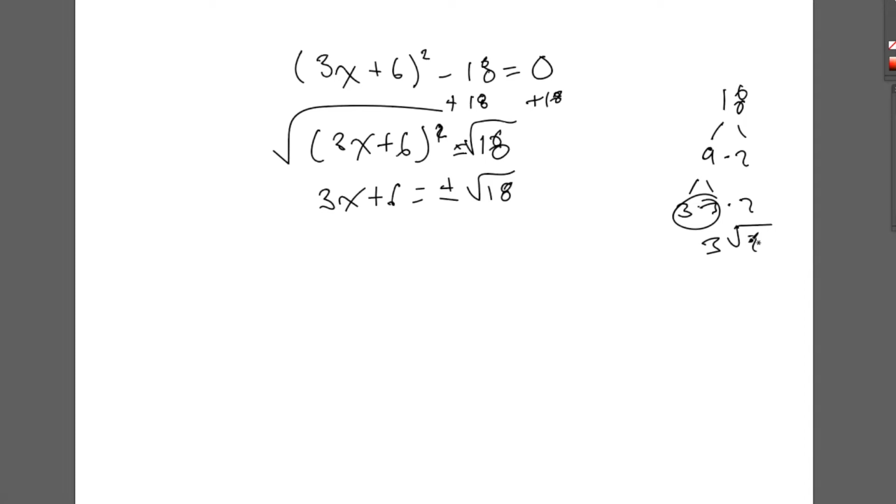Alright, so now that we have that, we're going to move down further. So then now, this will become right here, 3 radical 2. But first we have to minus 6 from both sides. Yeah, minus 6 from both sides, so it'll be 3x equals negative 6 plus minus 3 radical 2.